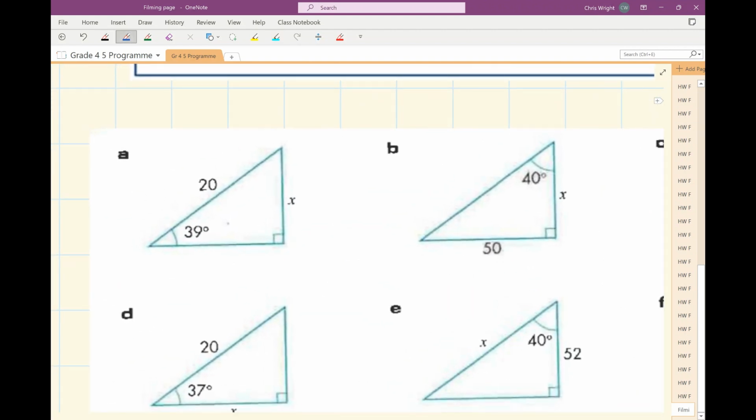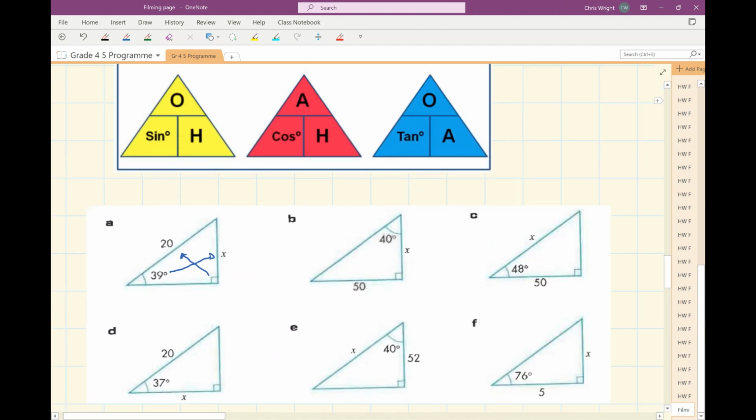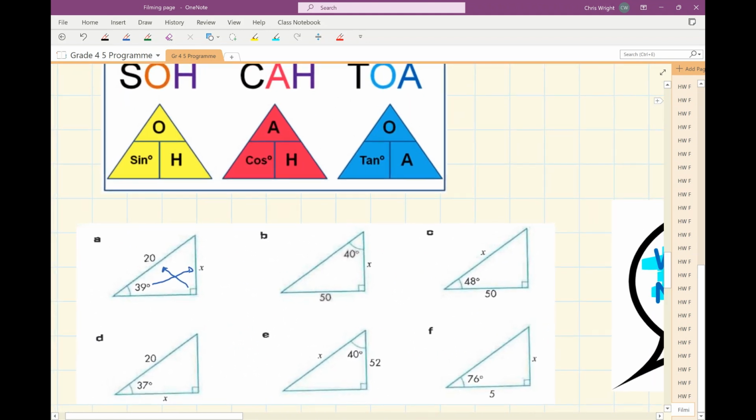Now, which side is not involved? Well, the hypotenuse is involved, the opposite is involved, so it's the adjacent which is not involved. So I'm looking at my SOHCAHTOA triangles to see which one does not involve the adjacent. And the answer is that sine does not involve the adjacent. So in this case, we're going to use sine.